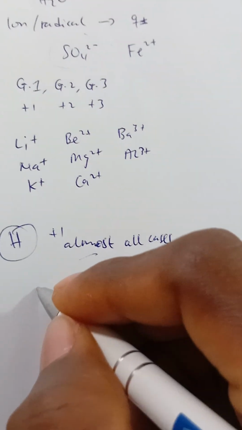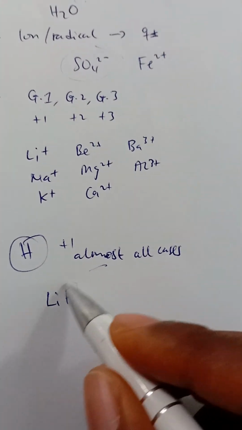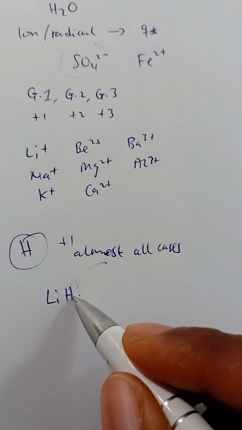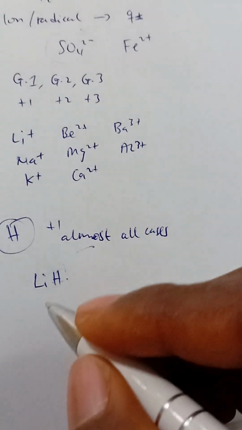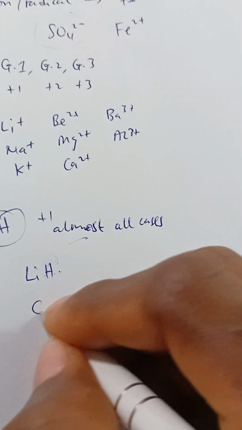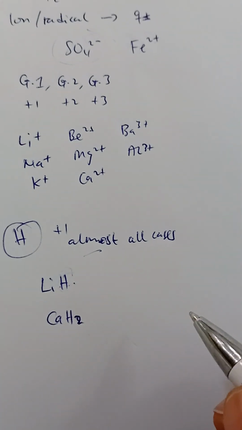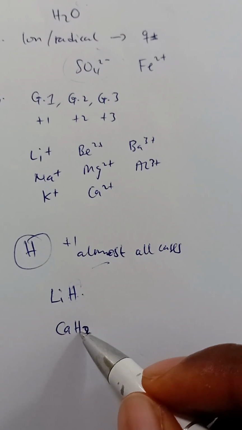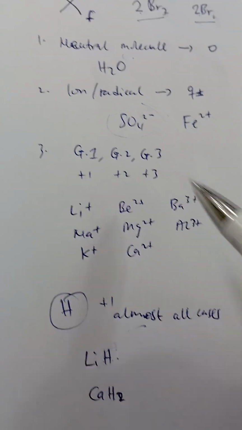If I give you something like lithium hydride, you see now hydrogen is acting as a non-metal here, or an anion. So it's not going to take the +1, but you will know how to calculate it. If I give you something like calcium hydride, the oxidation state of hydrogen here will not be the same. So we'll come and look at how to calculate oxidation state using these simple rules.